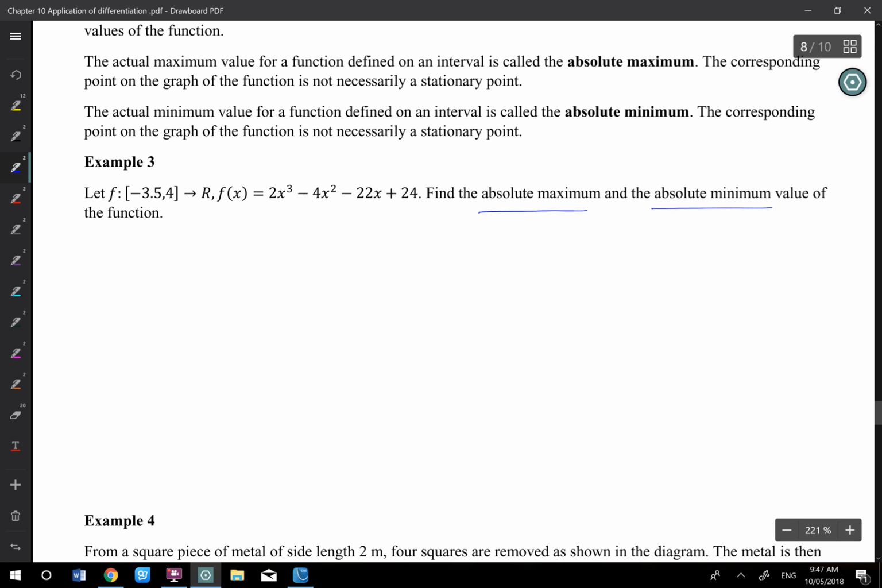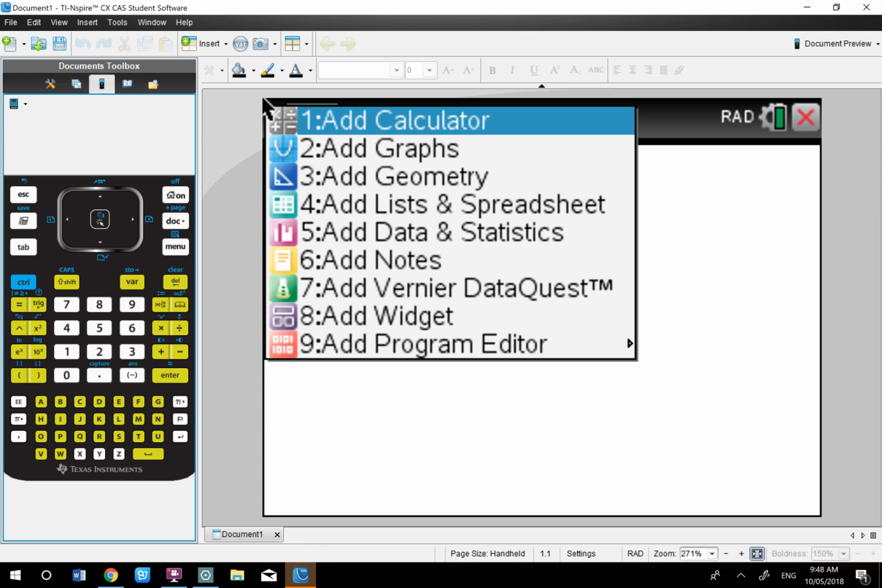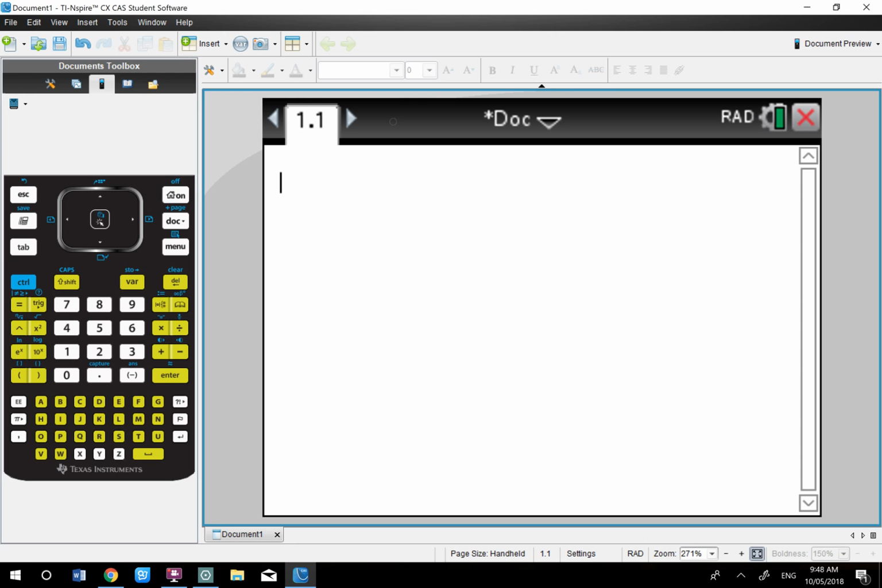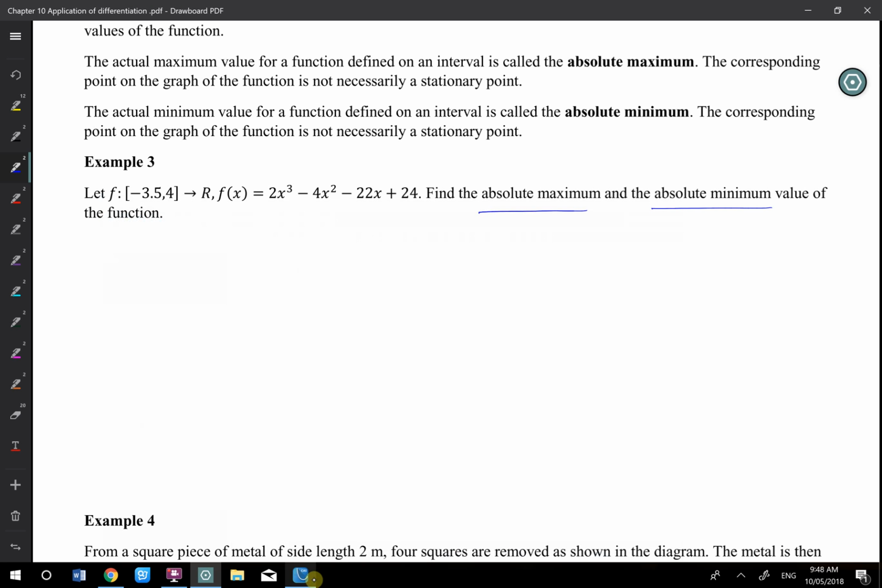Well, you can graph it, find the points, and look at the graph to see which one should be the maximum and which one should be the minimum. But it takes a while to do. So what I can do is use the fact that a maximum and minimum can only exist at a stationary point or at the end points. So I can directly do the calculations.